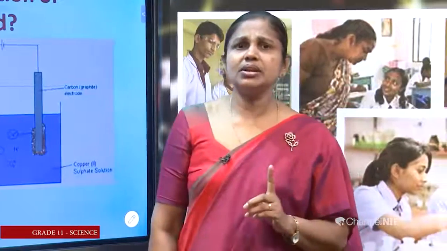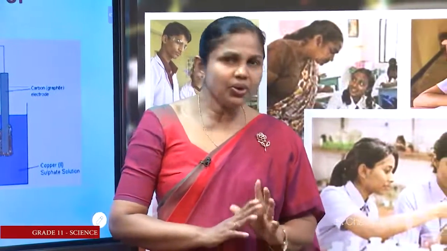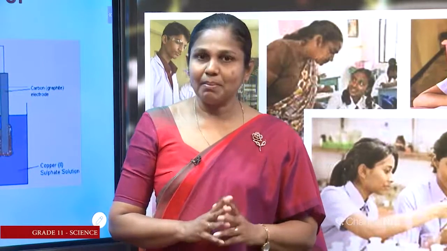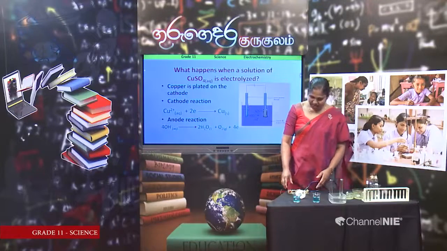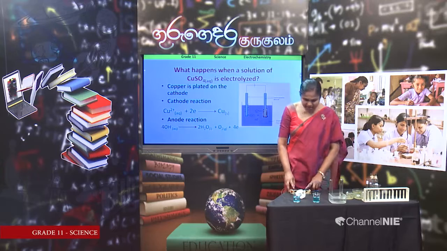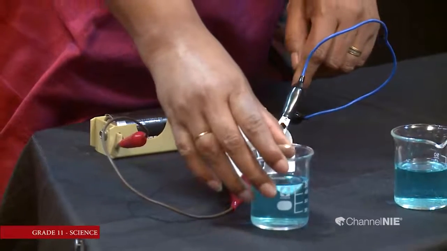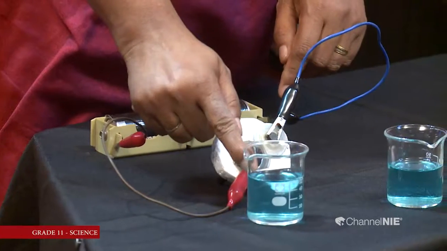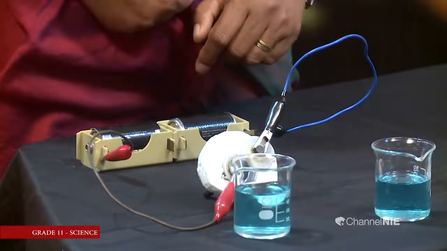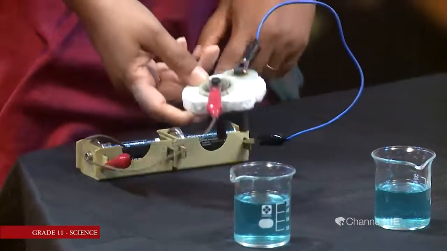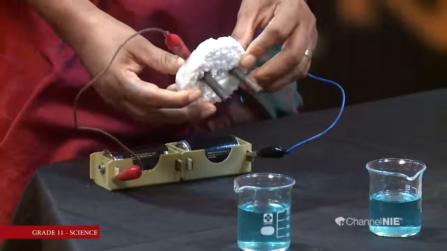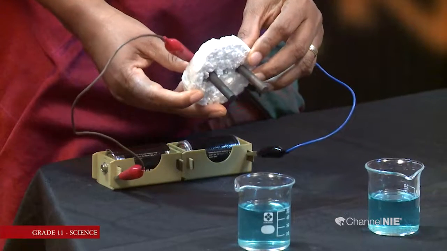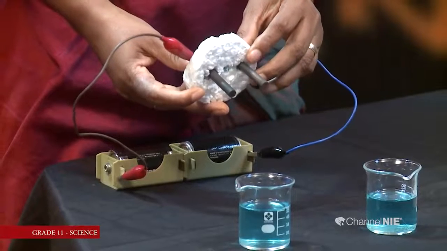Right. Now children, I am going to show you how this happens by doing a real practical. Now look at here. I have two dry cells connected together as the battery and copper sulfate solution. This is blue color copper sulfate solution, right? And the two terminals of the battery are connected to the carbon rods.